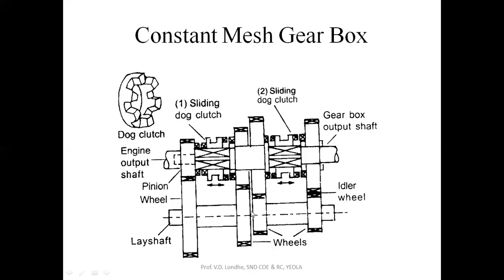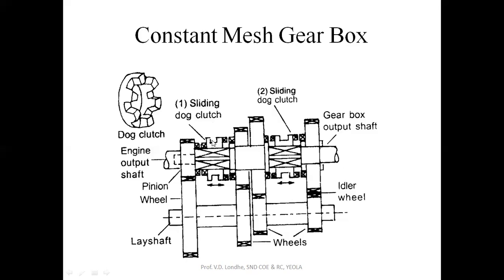Here this is another lay shaft, which is placed parallel to the main shaft. In this case, these two gears are initially engaged, so there will be no power transmission to the output shaft. But if you engage the sliding dog clutch one, and this is the second sliding dog clutch, when this sliding dog clutch is engaged with this gear, then the power is transmitted through the lay shaft to the main shaft.